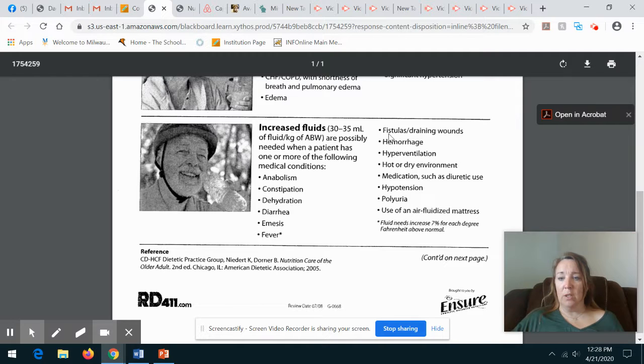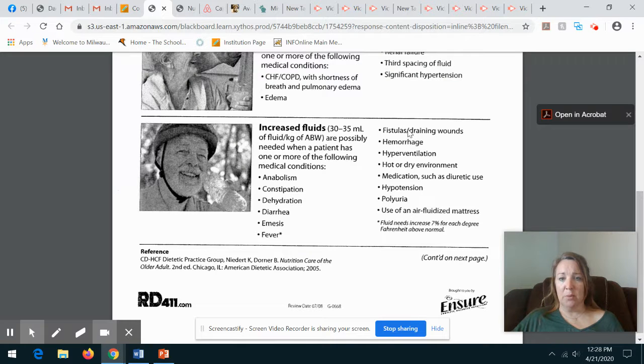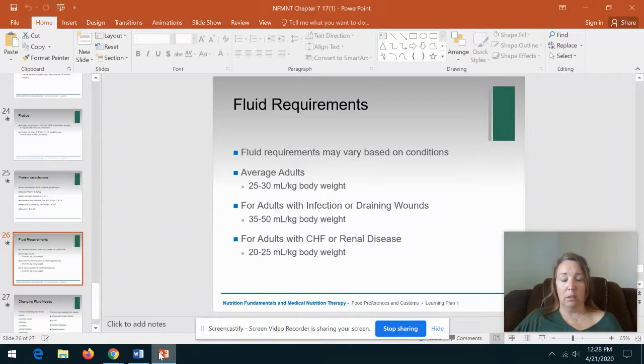Remember this term fistulas, that's an opening from one organ to another, an abnormal opening that's not supposed to be there, any draining wounds, hot or dry environment, a medication like a diuretic. We just talked about furosemide and potassium. And then use of an air fluidized mattress. And that's somebody that would have significant pressure ulcers, so their fluid needs would go up, like you saw in chapter 5 in our text with our needs during pressure ulcers or pressure sores.